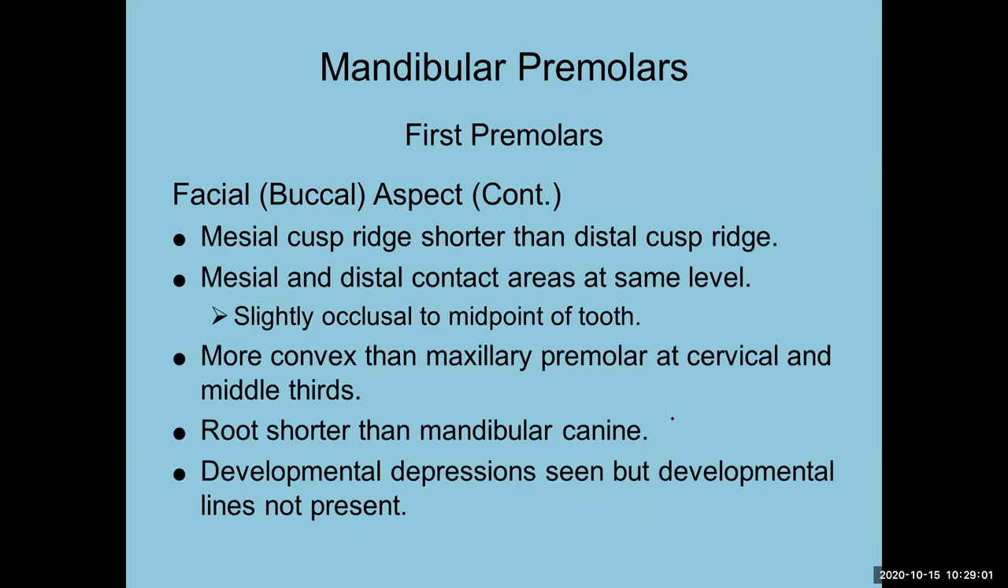Contact areas are about the same. The teeth are more convex than the maxillary premolar. The roots are shorter than the mandibular canine. Remember, the mandibular canine has the longest root in the mandibular arch. The developmental depressions can be seen, but usually don't have lines.